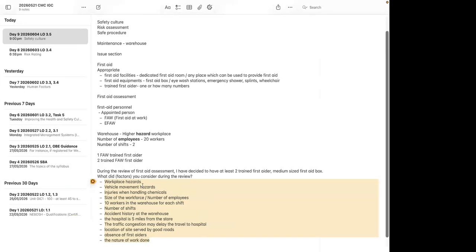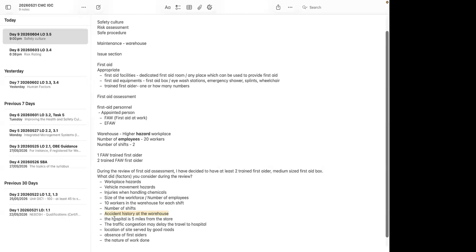So I will consider what the workplace hazards are. I will consider the vehicle movement hazards in the warehouse. I will consider the injuries when handling chemicals. I will consider the size of the workforce. I will consider 10 workers in the warehouse for each shift. I will consider how many shifts people are employed in the warehouse. I will consider the accident history in the warehouse.